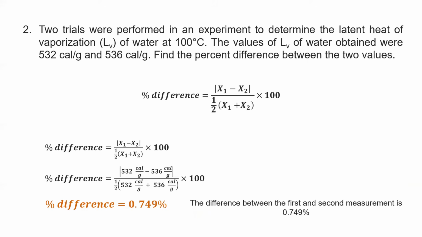So the percent difference between these measured values is about 0.749, or 0.75%. So meaning 536 is 0.75% bigger than 532 calories per gram, or 532 calories per gram is 0.75% smaller than 536, or lesser than 536.